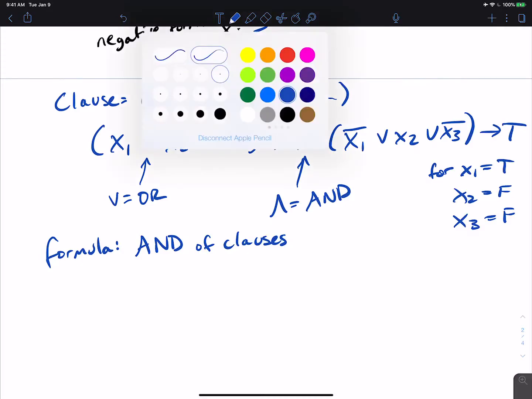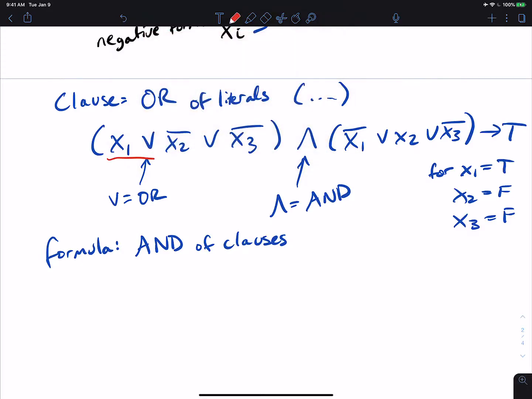And one thing I should note here, it's not required that they all have the same number of literals in them. They can have any number of literals that they want. What we can actually show is that we can whittle this down to 3 in the general case without making the formula too big in some sense. But there's no restriction on what the input is as long as it's in this form. So it's an or of literals and an and of clauses.